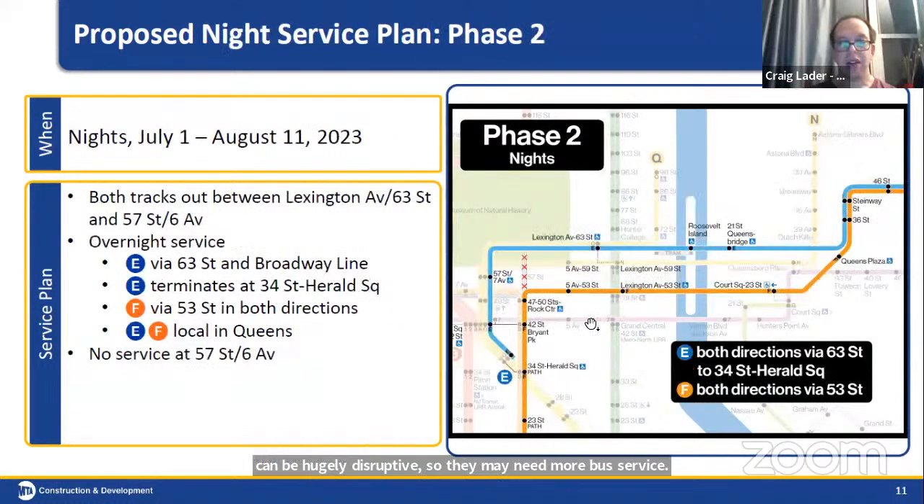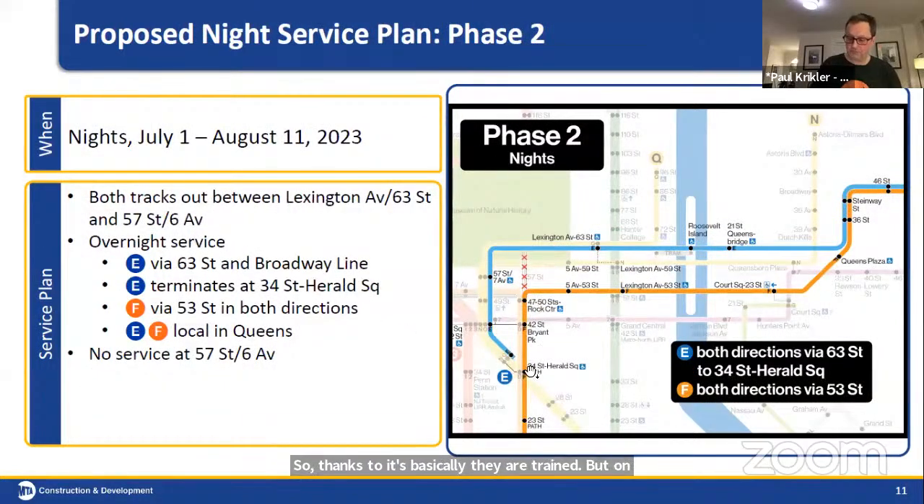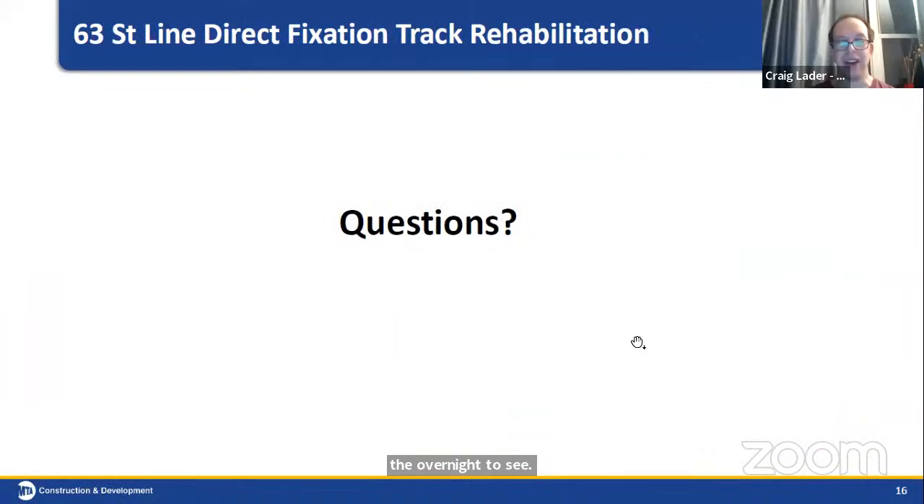I just wanted to add one thing because you mentioned phase two where it's the R trains. At late nights, it is the E train instead of the R train. So phase two, it's basically the R train, but on the overnights, it's the E. Got it. Thank you.